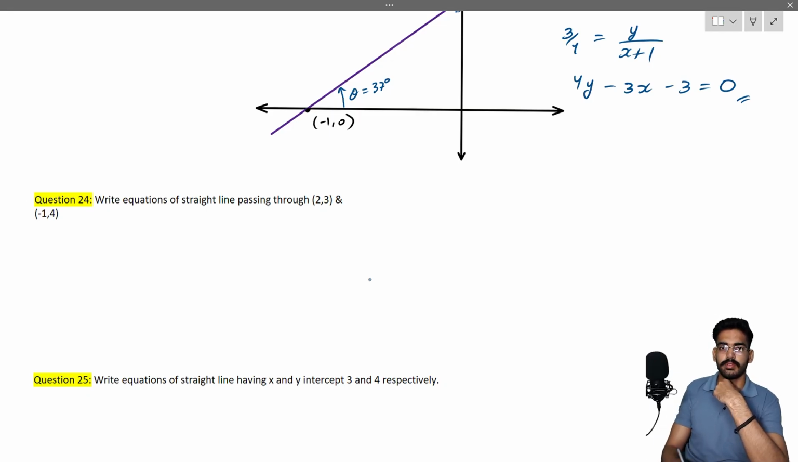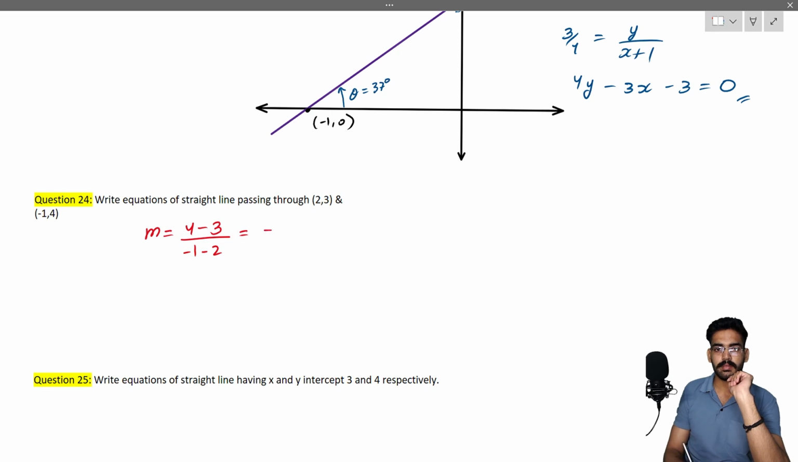Okay, so if you get back in the video, how we did this thing, first we went for the slope. So slope, how we calculated? Slope we know how to calculate, that is 4 minus 3 divided by minus 1 minus 2, that is minus 1 by 3, right? Now slope is equal to y minus, any one point you can pick, let's say this point A I pick up. Okay, so y minus 3 divided by x minus 2, that's all, that's it.